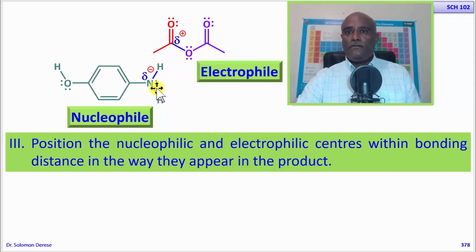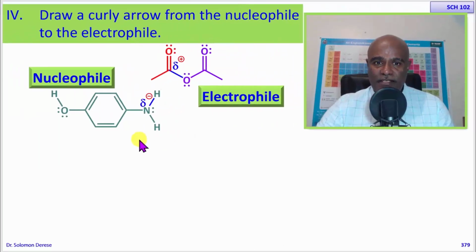After this, what you are left with is to push electrons from the nucleophile to the electrophile in order to form a bond. We have now identified the nucleophile and the electrophile. We know what the nucleophilic center is, and we also know what the electrophilic center is. We have also brought them to a bonding distance. The only thing that is left in step 4 is to draw a curly arrow from the nucleophile to the electrophile. So the fourth step is drawing a curly arrow from the nucleophile to the electrophile.